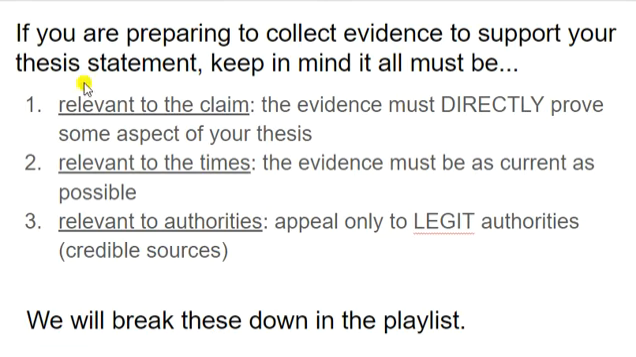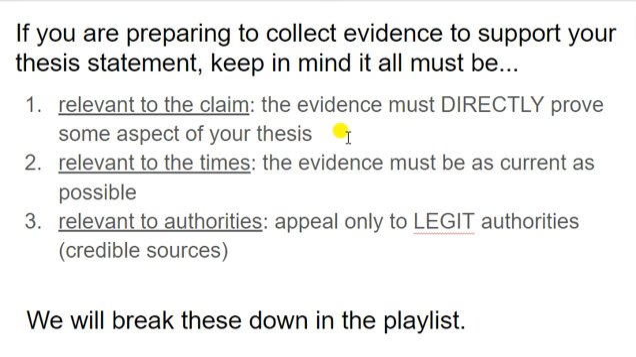Okay, if you're preparing to collect evidence to support your thesis statement, these are the things that you need to keep in mind, and these are the things that we're going to learn about. 1, all of the evidence must be relevant to the claim. Okay, the evidence must directly prove some aspect of your thesis. It needs to be very clear. They need to match each other very closely. So don't just hunt for evidence that vaguely mentions something that you mention in your thesis. There needs to be a very clear-cut and direct relation between the evidence you provide and the argument you're making in your thesis claim.